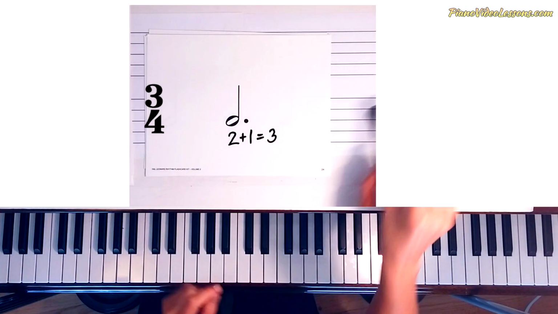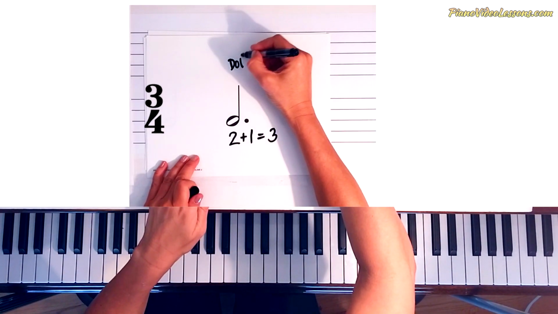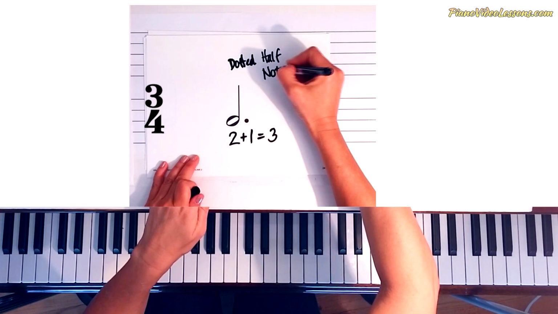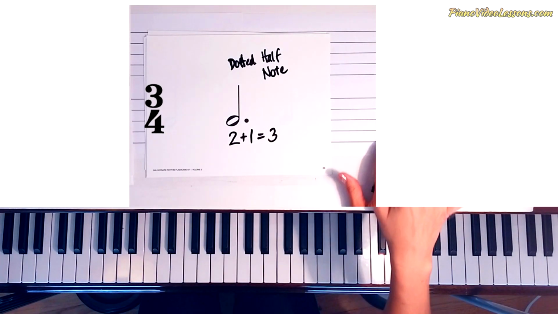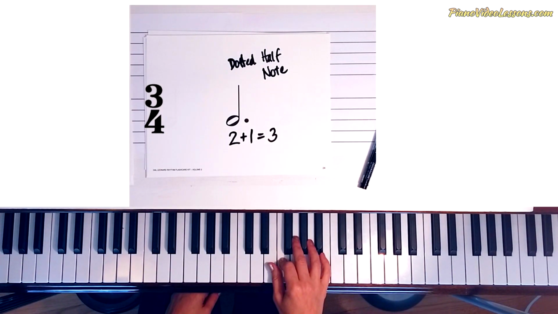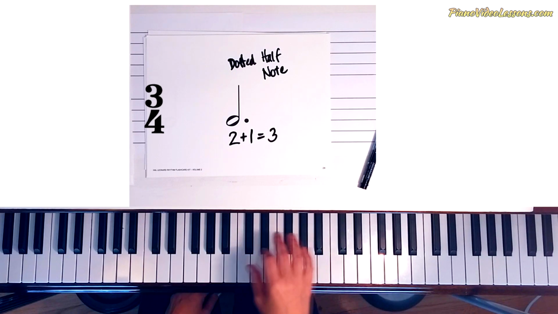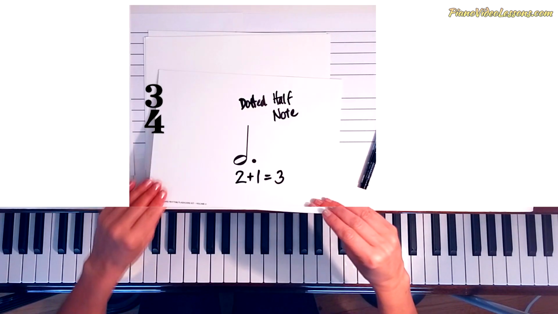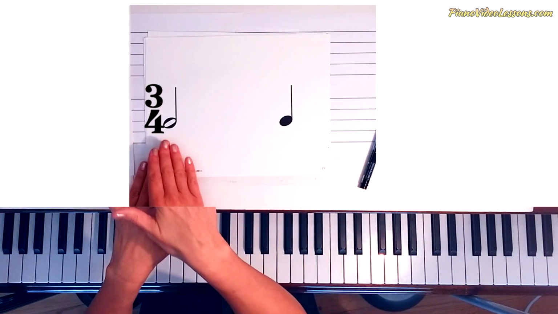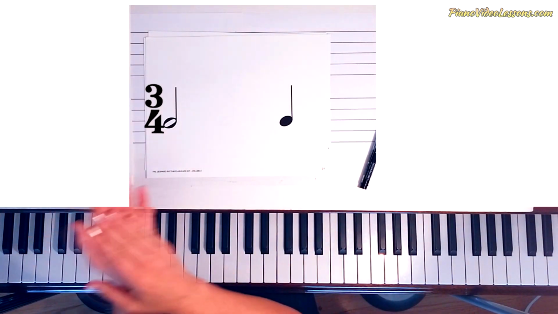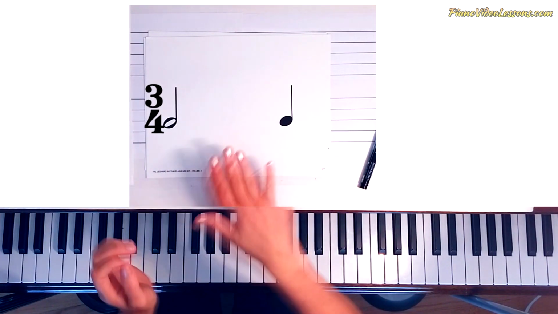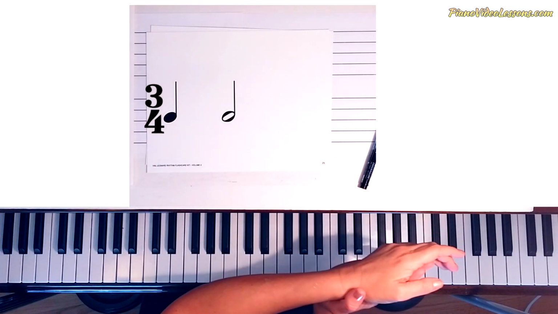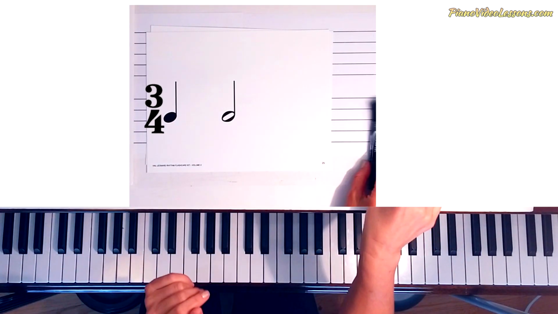So we could play this dotted half note. We could play this on the piano like so. 1, 2, 3. And here we have it. 1, 2, 3. So we can also break up that measure and divide it between a 2-beat note and a 1-beat note. So we would have 1, 2, 3. Or we could switch it around and have 1, 2, 3. All of these add up to 3 beats.